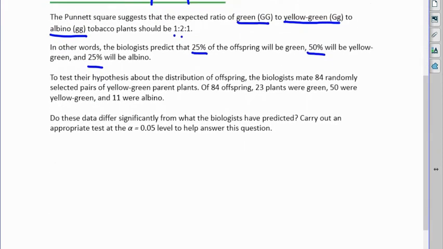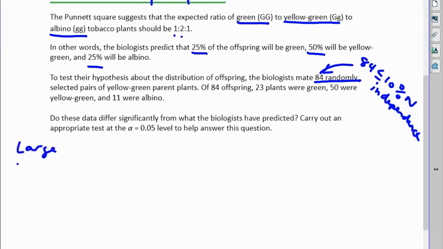To test this hypothesis, we're going out there, we're going to have 84 plants. I'm just going to write them really quickly here. That's going to satisfy our independence, assuming there's more than 840 plants in the world. We're going to have to do this experiment randomly. And then because we're doing chi-squared, we need our expected counts to be large enough. So the large enough condition is important.